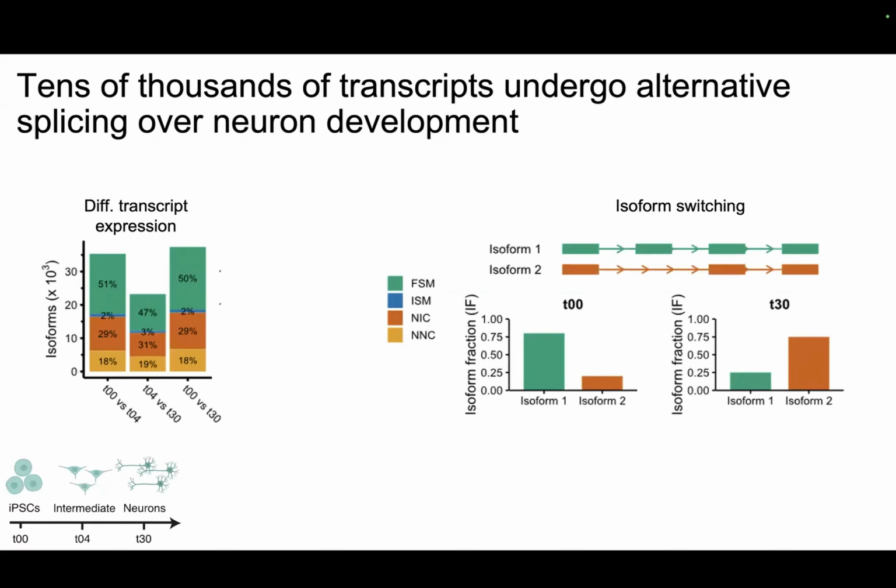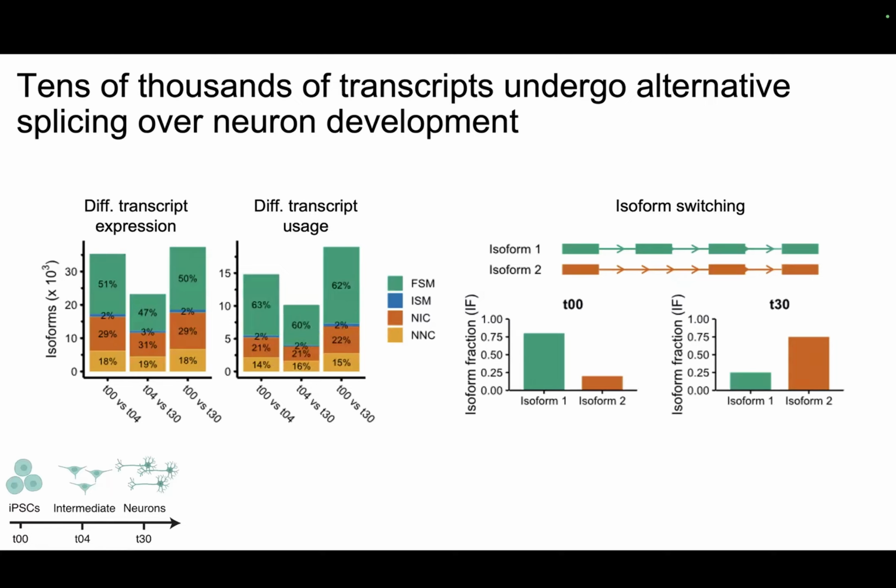And then, beyond differential transcript expression, which is basically just absolute or total expression levels between pairs of time points, we can also assess isoform switching. Isoform switching is when you have increased usage of one isoform relative to another. So for example, at our iPSC time point, you could imagine that isoform 1 is the dominant isoform for a gene. But at the mature neuron time point, the isoform usage could switch, so that isoform 2 becomes the dominant isoform compared to isoform 1.